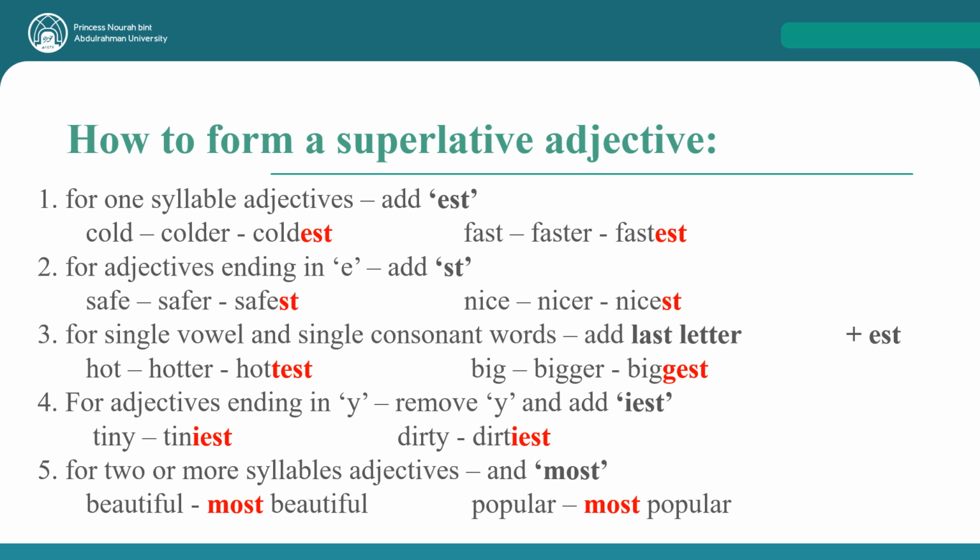For adjectives ending in y, we take away the y and we add iest. Tiny becomes tiniest and dirty becomes dirtiest. For two or more syllable adjectives, we add most. So beautiful becomes most beautiful and popular, most popular.